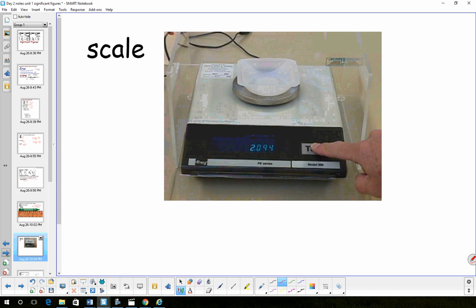We'll also have scales that we'll use in lab. Now, a lot of times the scales will just read, boom, 2.094, and it'll stay there. But sometimes it will go 2.094, 2.095, and it'll keep going back and forth, and it won't stop. At that point, you can say, okay, it is 2.0945, because it's in between. Okay? So that makes it pretty easy there.